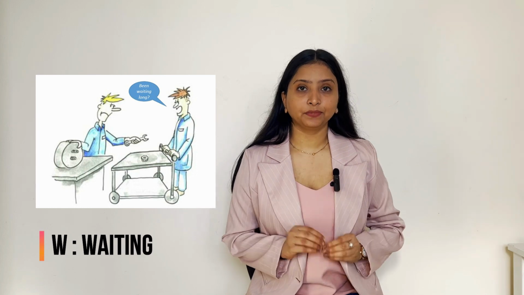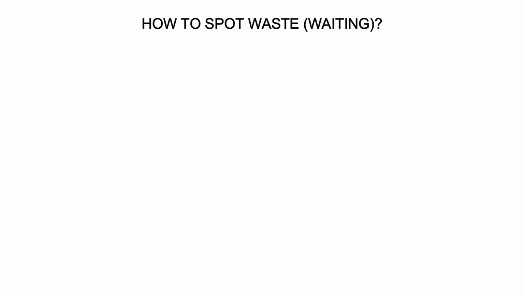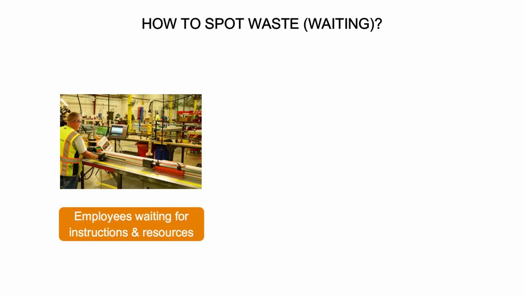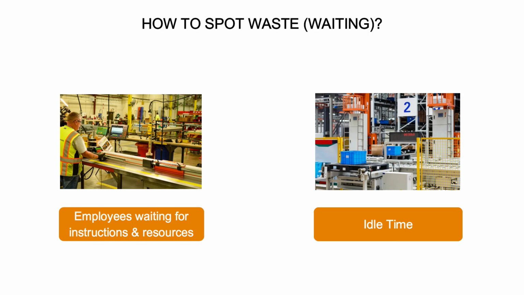Number three is waiting, idle machines and workers. How do you spot it? Employees waiting for instructions, tools, or materials to complete tasks. Machines aren't used to the full capacity.